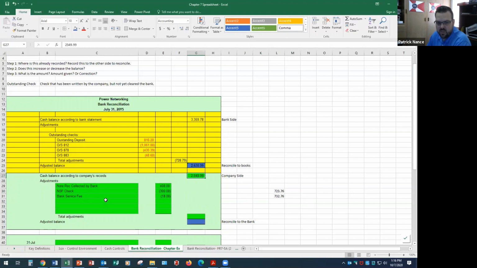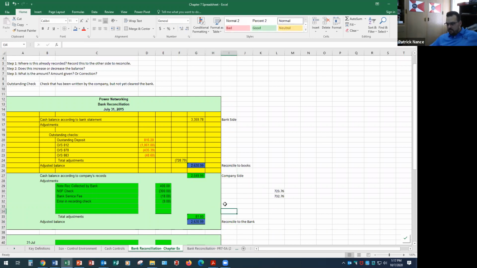So this number needs to be reduced by $9. So error in recording check, -$9. So now I can total my adjustments. I think there's no more left that I know of. And I can take the 2549 plus this, and it should equal, if I've done this correctly, 2630.99. And it does. I reconcile between these two numbers, which are the two numbers I'm looking to reconcile.